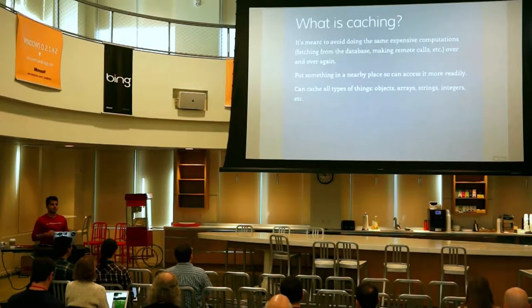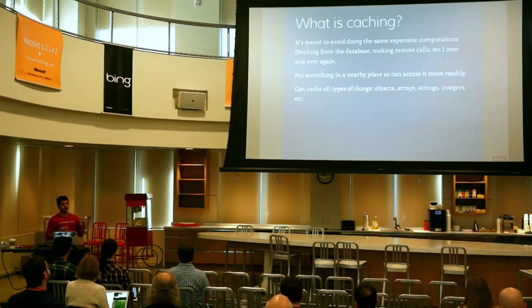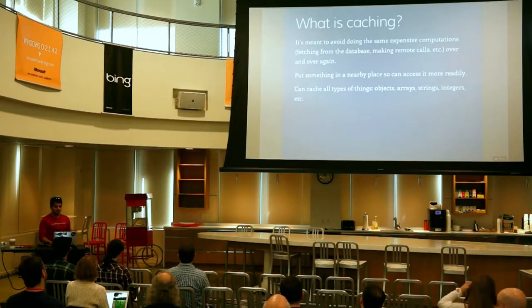So that can involve anything from things like fetching stuff from the database, making remote calls. So for example, if you're interacting with the Twitter API or the Facebook API, any sort of external API, your website has to interact with that. That can be an expensive process, and caching helps us alleviate some of that expensiveness. The idea is that you put some data or some information somewhere nearby so that you don't have to do those hops over and over again. And then you can cache all sorts of things and any type of data that you want to. We'll get to the types of data that WordPress caches a little bit later.